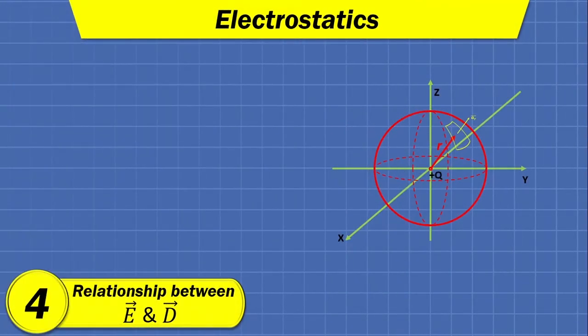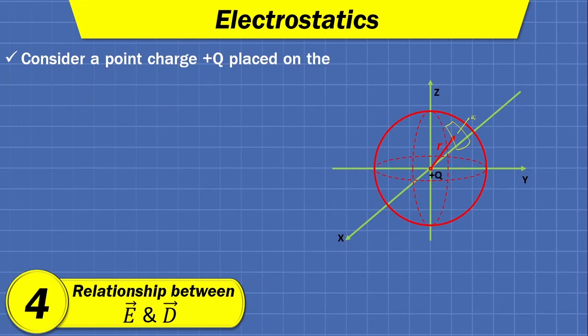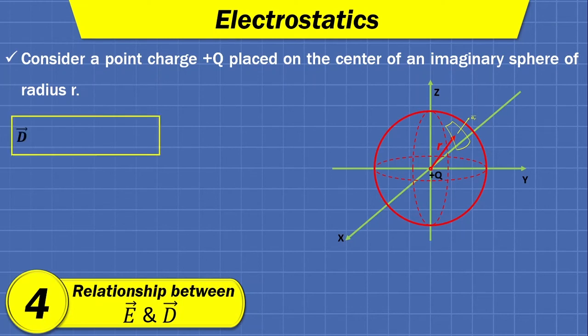Now we are going to derive an interesting relationship between E bar and D bar. We will also discuss the benefit of this relationship. So you can consider a point charge +q placed at the center of an imaginary sphere of radius r. This is the same imagination that we have just discussed.